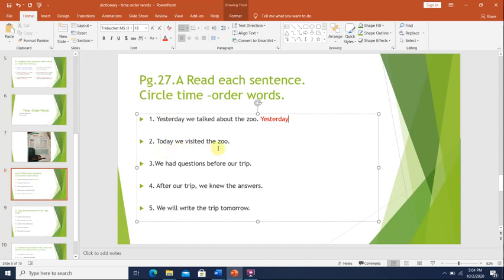Today we visited the zoo. What is the time order word here? Today. Circle today.